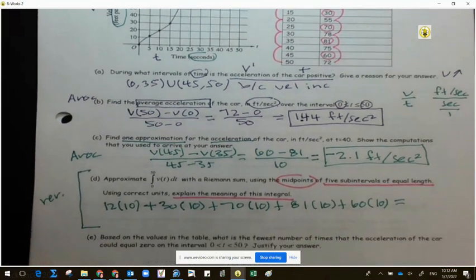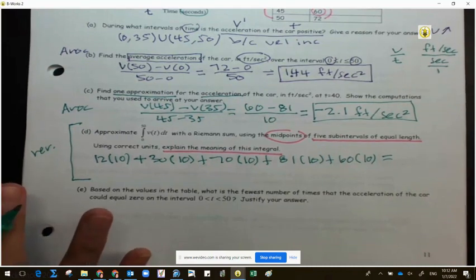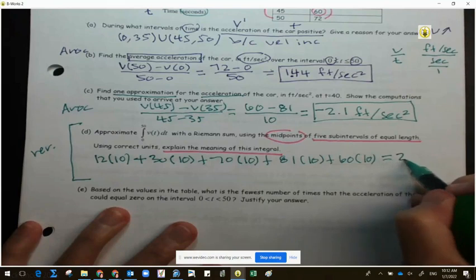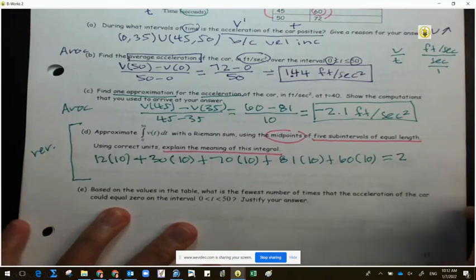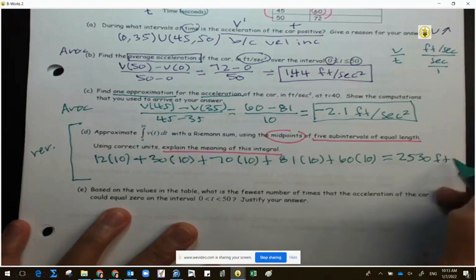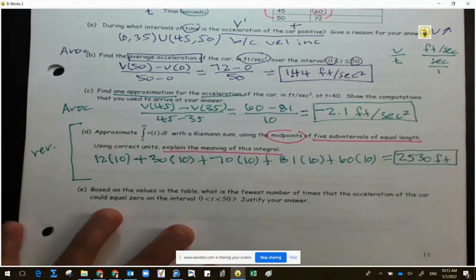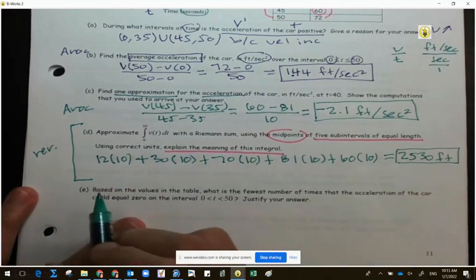Let's see what we get. Should be something in the 2000s. I guess if you're not using a calculator, I'm going to yank it away on quiz time. 2,530. 2,530. You are on a roll. Good job. Did you correct me? Never. Okay. Good job. All right.